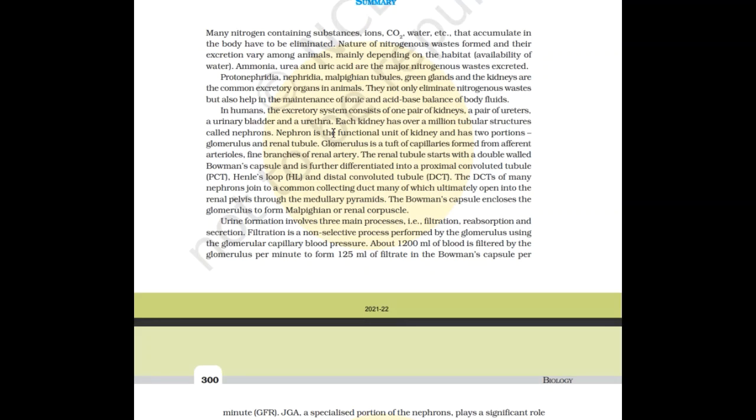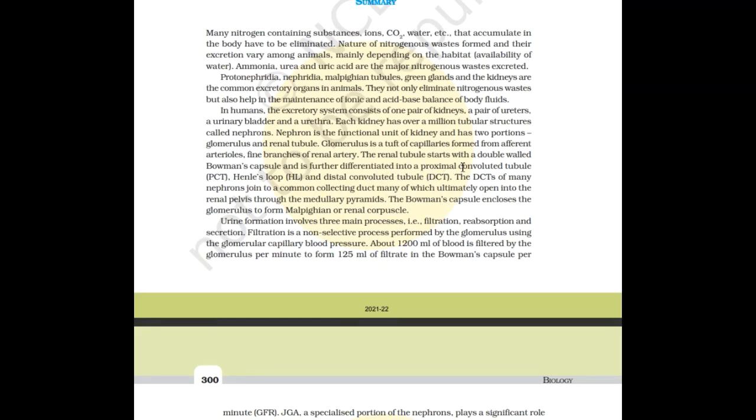In humans, the excretory system consists of one pair of kidneys, a pair of ureters, a urinary bladder, and a urethra. Each kidney has over a million tubular structures called nephrons. The nephron is the functional unit of the kidney and has two portions, glomerulus and renal tubule. Glomerulus is a tuft of capillaries formed from afferent arterioles, fine branches of the renal artery.